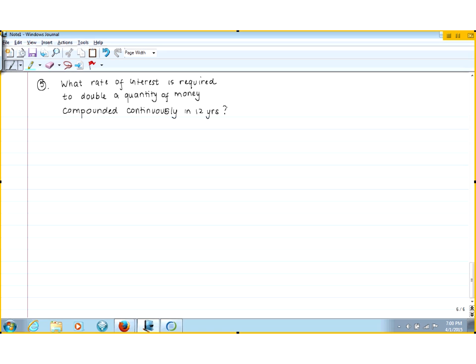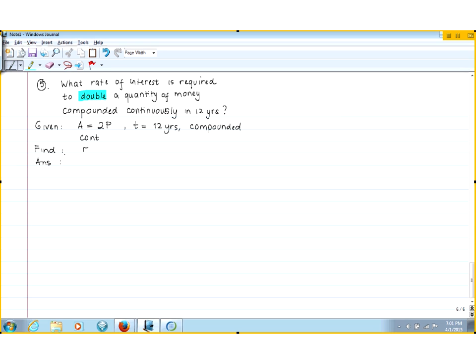In 12 years. So what rate of interest is required to double a quantity of money compounded continuously in 12 years? So given, to double just means the accumulated value is equal to 2P, compounded continuously, and t is 12 years. And we need to find r.